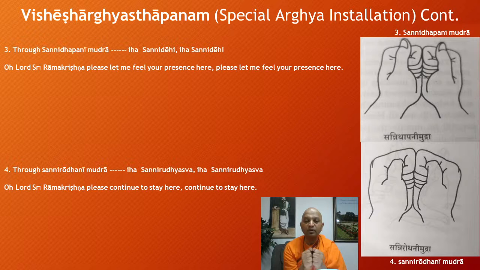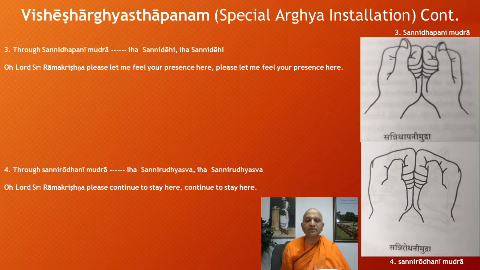Sannirodhani mudra. Now the thumbs are above like this, put them inside the fist. That is Sannirodhani. Again wave it. What is the mantra? Through Sannirodhani mudra you have to tell the mantra Iha Sannirudhyasva, Iha Sannirudhyasva. What is the meaning of Sannirudhyasva? O Lord Sri Ramakrishna, please continue to stay here. That is the meaning of the mantra. I've showed you the mudra also.